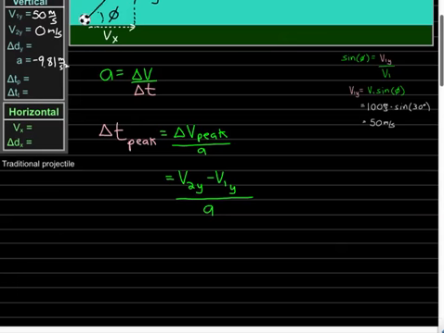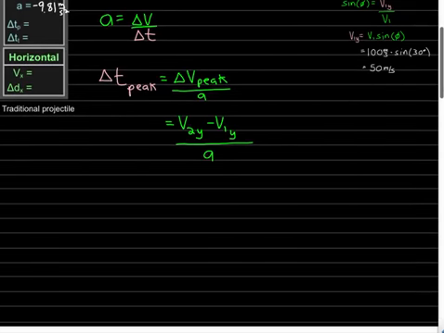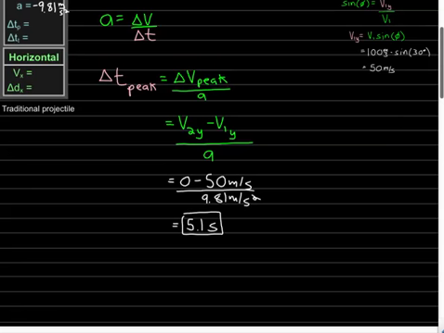So we now can plug in our givens. We have a final velocity of 0 minus 50 meters per second divided by 9.81 meters per second squared. And so 50 divided by 9.81 is going to equal 5.1 seconds. I'm going to box all the important answers. Okay, so there we go. We have now solved for time.